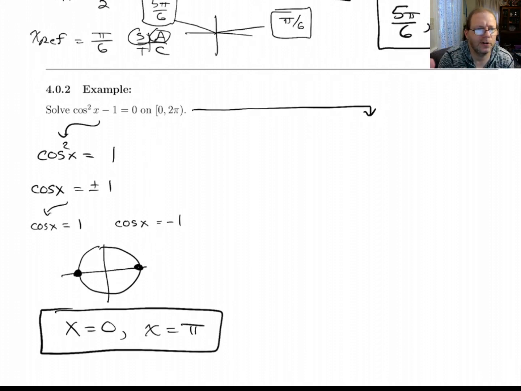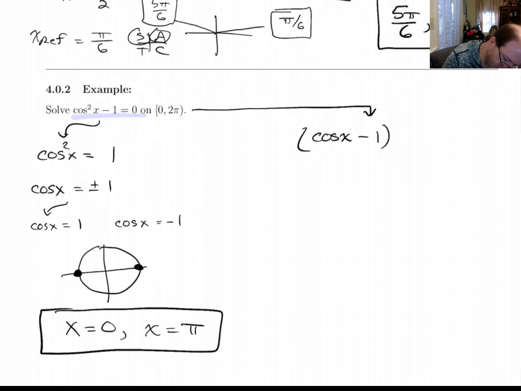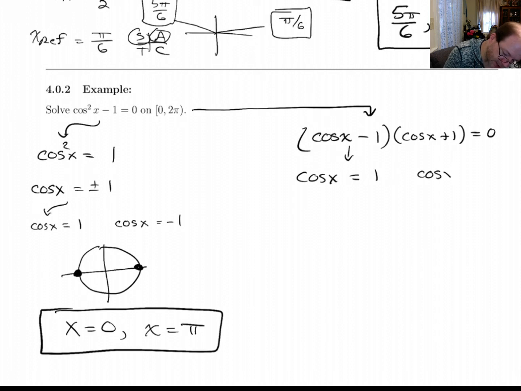For me as a teacher, for some reason, it seems more logical to factor this into cosine x. Well, to notice that this is a difference of two squares. So you can write it as cosine x minus 1 times cosine x plus 1 equals 0. And then this will give you cosine x equals 1, and the other one will give you cosine x equals negative 1. And of course, from there, you're right back where you started. For some reason, that seems more logical to me now. But they both work.